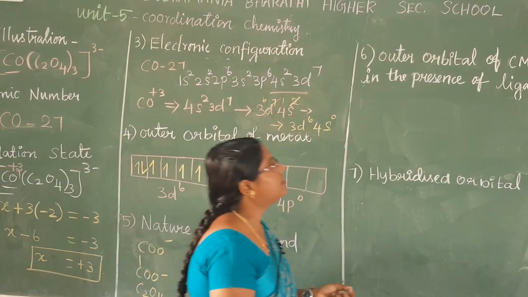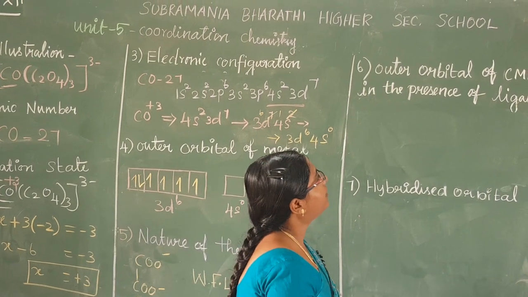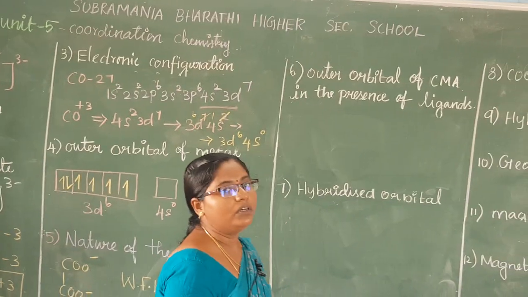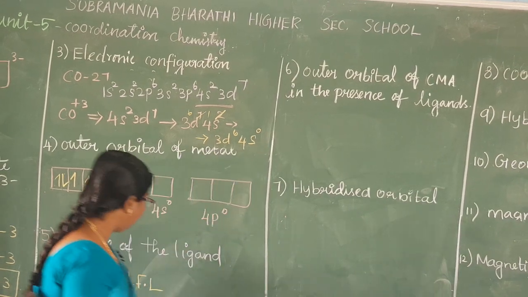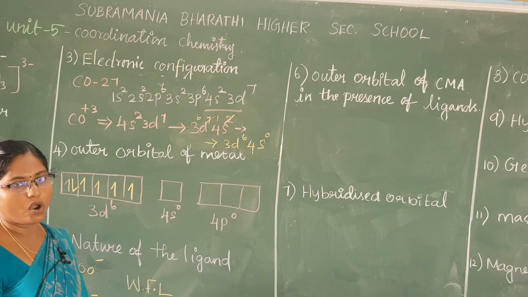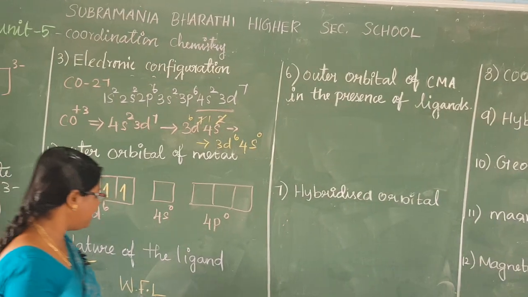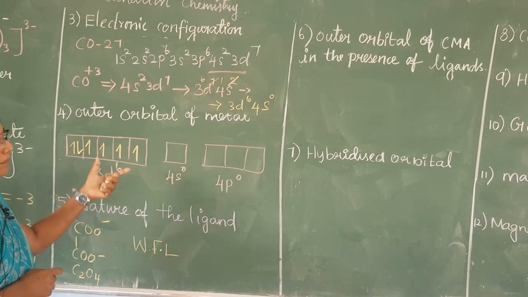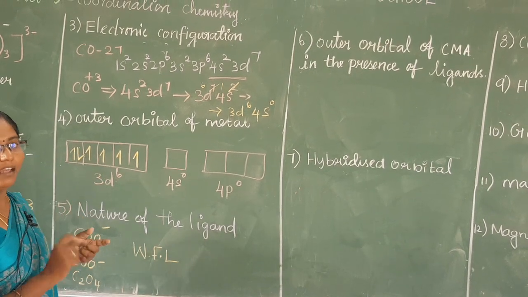So what is the next step? Outer orbital of the central metal atom in the presence of ligand. What will the ligand do? If the ligand is a weak field ligand, there won't be pairing taking place. If it is strong field, the pairing will take place. Since we are having the weak field ligand, the 3d orbital I will write as it is.